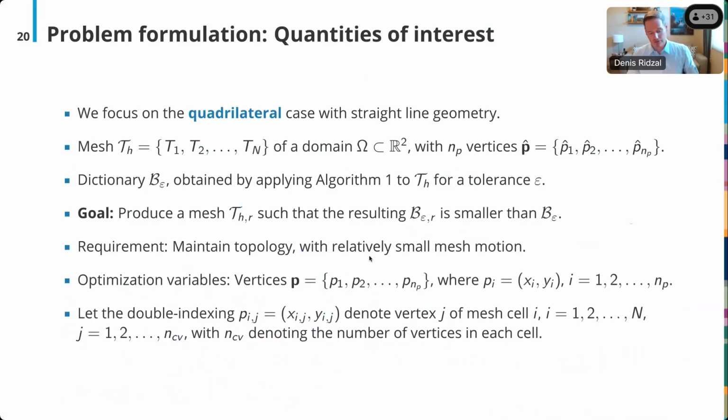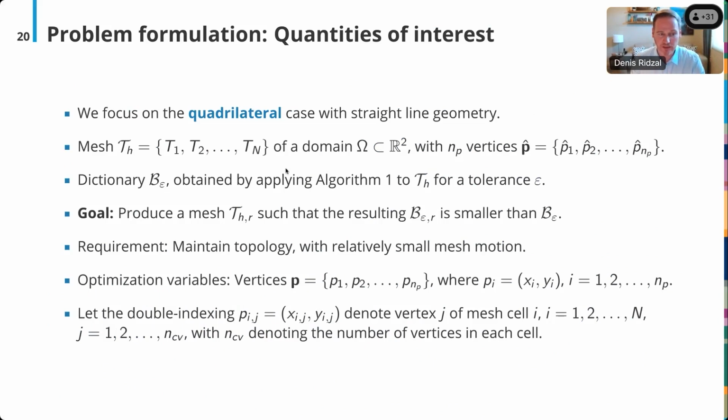So I'll cover the problem formulation and then talk about the algorithms. For the problem formulation, we need to talk about the quantities of interest first, and that will help us define the objective function. So we will focus on quadrilateral elements here with straight line geometry. We think we can accommodate other types of cells and geometries, but I think this is a sufficient starting point.